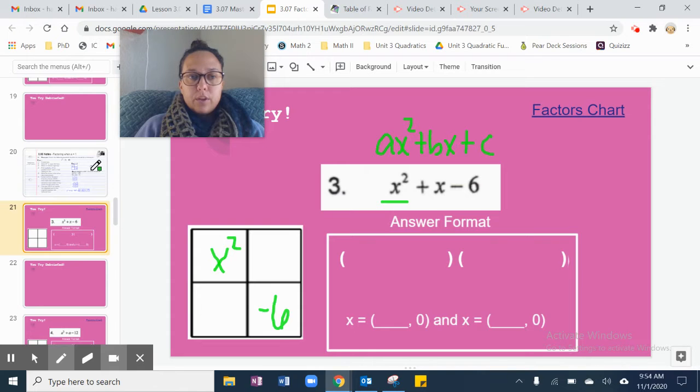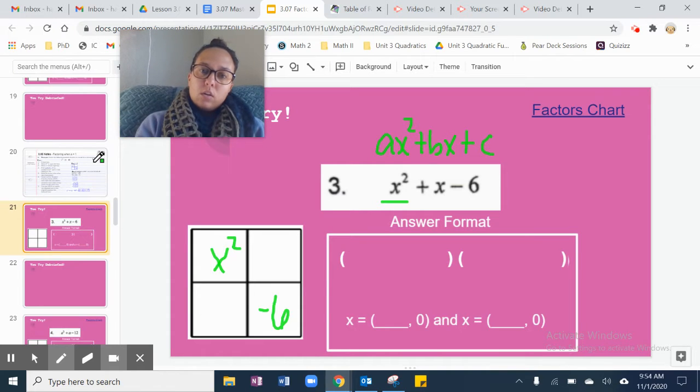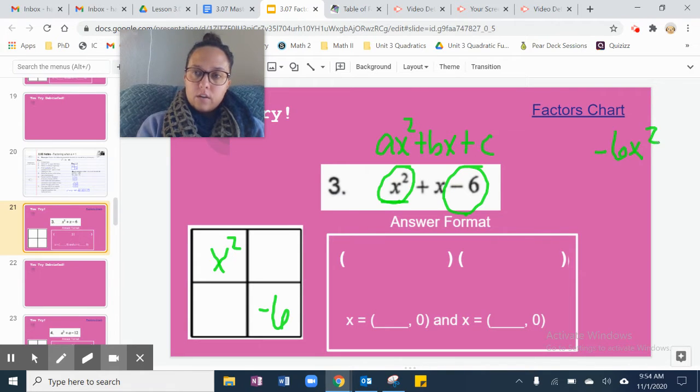And then step 3 and 4 is we want to figure out what multiply. So we want to multiply our ax squared and c. So x squared times -6 is -6x squared. We want to figure out things that multiply to this, that add to our b term, right, which is just 1x.